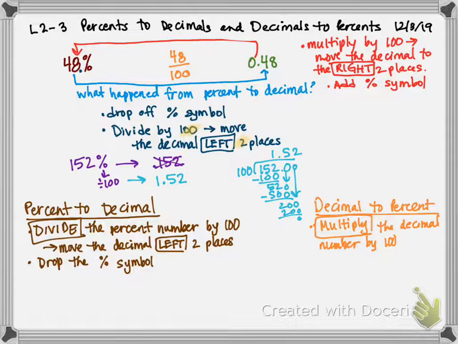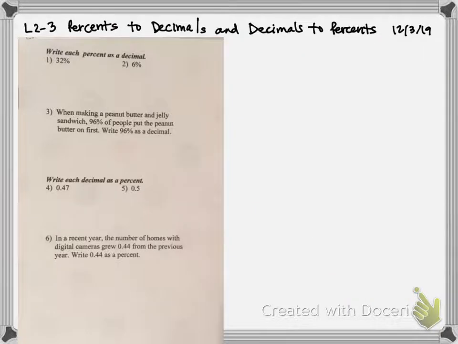And what actually is happening? Well, we're going to move the decimal. We're going to get more when we multiply. Move the decimal right 2 places. Now the only other thing we need to remember is to add the percent symbol. Okay? All right, let's go do our practice on the other page. You're going to see how simple this is.